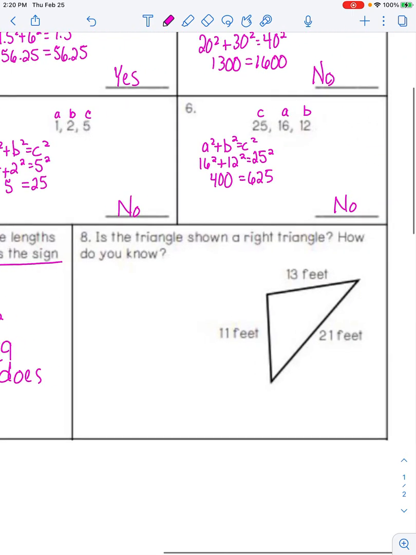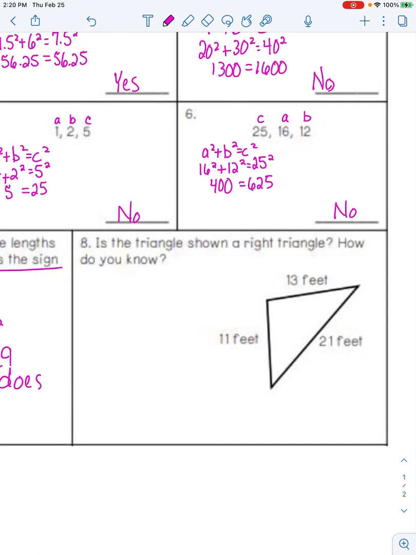And last but not least, let's look at problem 8. Is the triangle shown a right triangle? How do you know? We're going to use what we've learned. We have 11, 13, and 21 feet. Which one has to be C? It's our longest one, so C is going to be 21. I'm going to make 11 A and 13 B. Now let's write our formula, A squared plus B squared equals C squared. Let's plug in our numbers. 11 squared plus, we said B is 13 squared equals, and we said C is 21 squared.